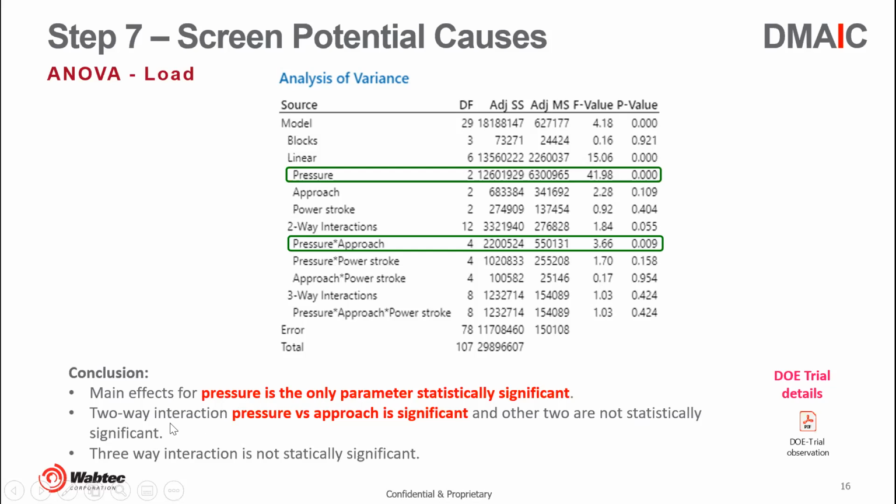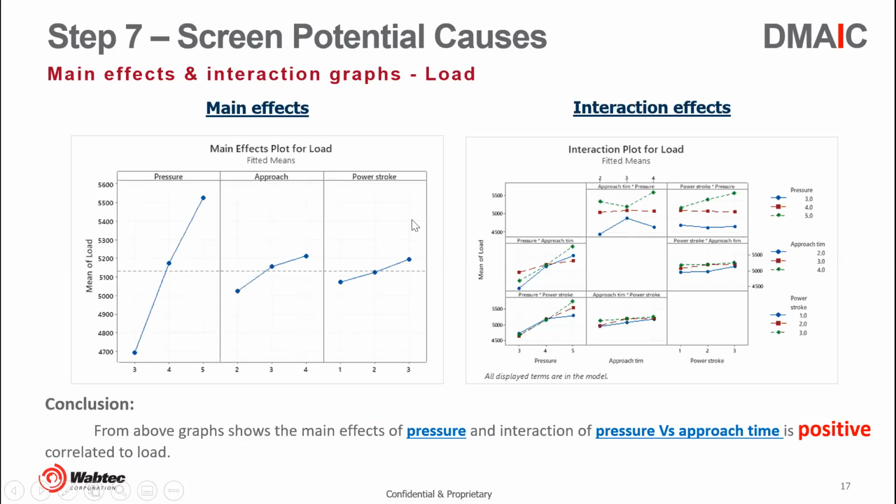And in the 2-way interaction effect, pressure versus approach, which you can see over here, this was also coming as significant. The 3-way interaction was not statistically significant. This was for the ANOVA which we did for load. You can see the interaction effect here for pressure, approach, and power stroke. These are the 3 parameters, and this is the interaction effect you can see on the right side. This is all done through Minitab.